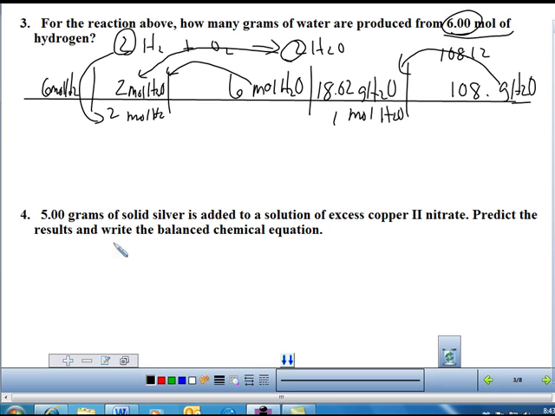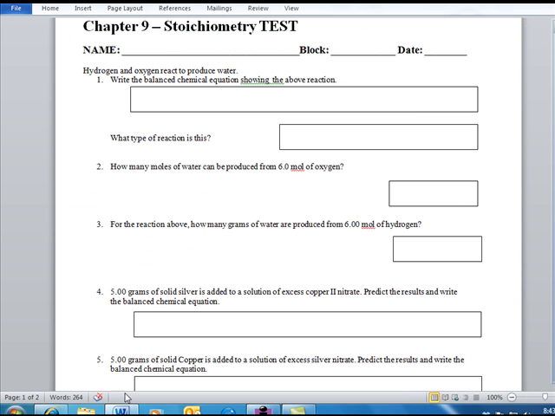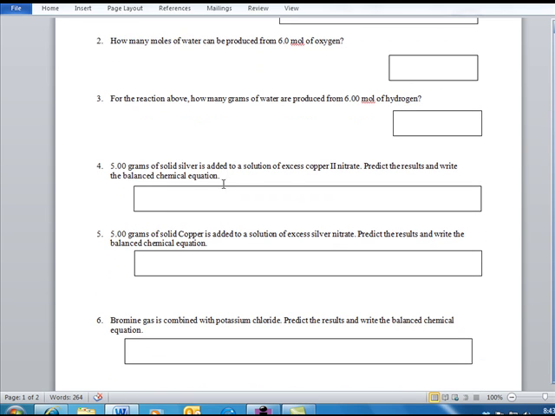Okay. The next question, if we come back here and look at it, question number 4 says we got 5 grams of solid silver is added to a solution of excess copper 2 nitrate. Now immediately, Miss Farnham, when you read that we're going to add silver to copper 2 nitrate or virtually any other soluble salt, you should be thinking already no reaction, okay?